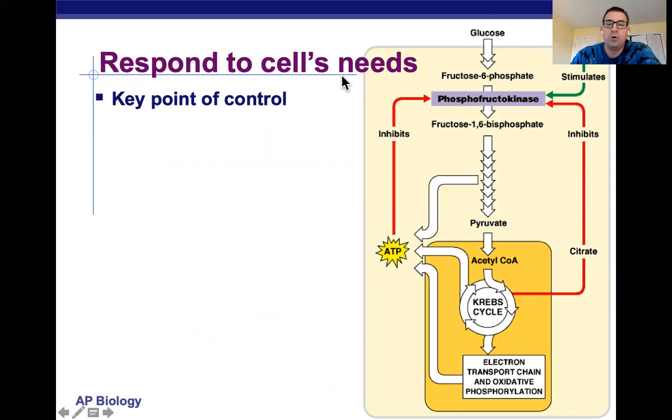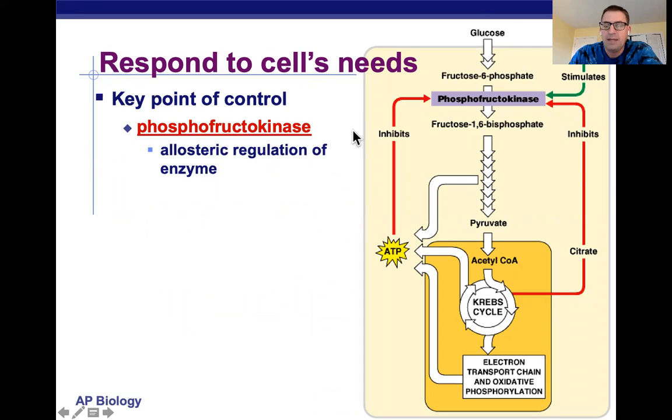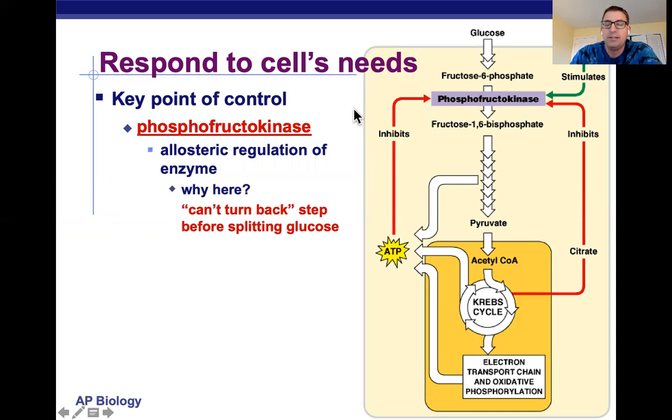So the key point of control in our cells, I'm going to put this over here, put my video over there. The key point of control for cell respiration occurs at that third step with the enzyme, my favorite enzyme, phosphofructokinase, right? And this enzyme is allosterically regulated. The reason that the regulation occurs here is that the step it catalyzes is the can't turn back step before splitting glucose. Once phosphofructokinase adds that second phosphate group onto our glucose molecule, it is going to split and the rest of respiration is going to take place. So this is a good place to stop things. It's really the last place you can stop things in glycolysis.